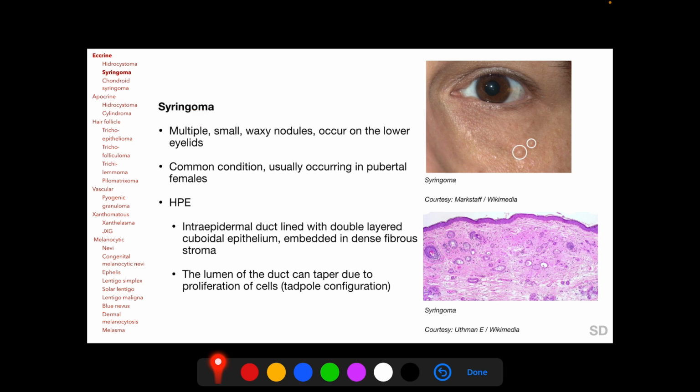Syringomas are also benign eccrine sweat gland tumors, and they appear as multiple small waxy nodules occurring on the lower eyelid as seen here, and they are commonly found in pubertal females. On histopathology, syringomas appear as intraepidermal ducts lined with double-layered cuboidal epithelium embedded in a dense fibrous stroma. The lumen of the duct can taper due to proliferation of the lining cells, resulting in a tadpole-like configuration.